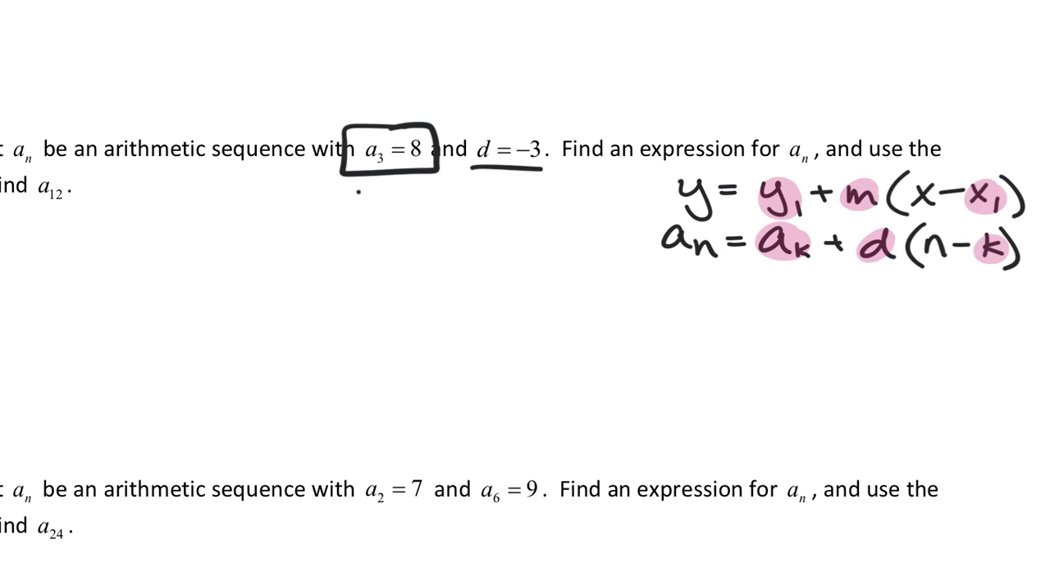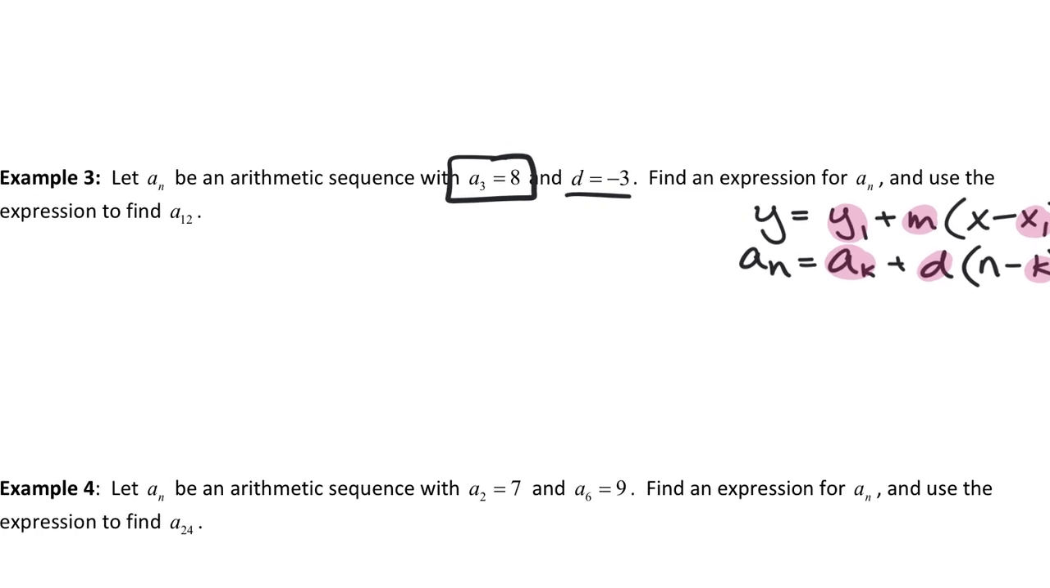If this was written as A sub K equal to some value, right? What is K? 3. And what is A sub K? 8. I have the 2 numbers that I'm using. It's still like an input and an output. The input is the subscript. The output is what it's equal to. Okay? So if I was using this and plugging it into my formula, I would say A sub n is equal to A sub 3 plus -3 times n minus 3.